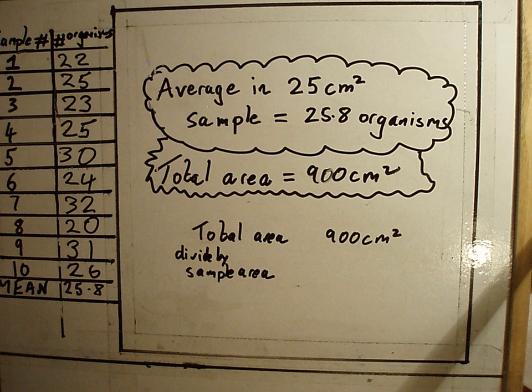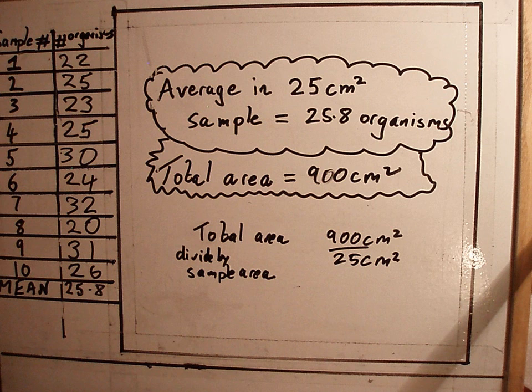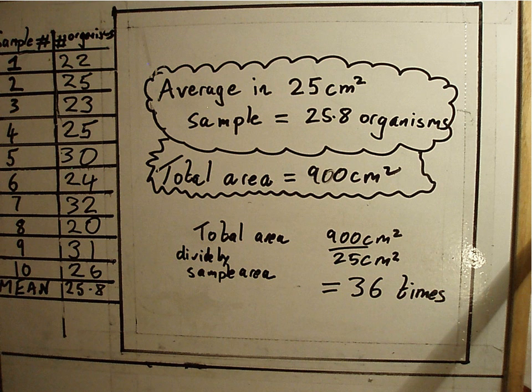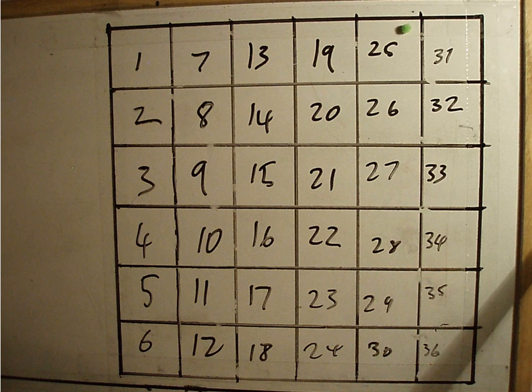You have to use a bit of maths here, and you just divide the total area that you're sampling by the size of your quadrat, and you can see that I can fit my quadrat into this big square, into the total area, 36 times. Let's just check that calculation is accurate. So here I've divided up the big square into as many quadrats as I could fit in, and if I was to count them up, I would find there is in fact 36. I could fit 36 quadrats into my total sample area.